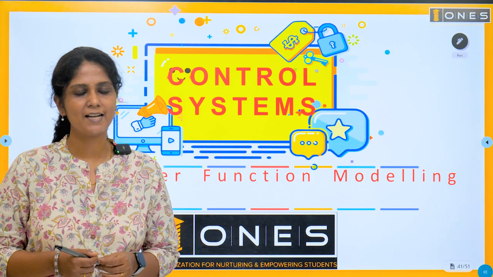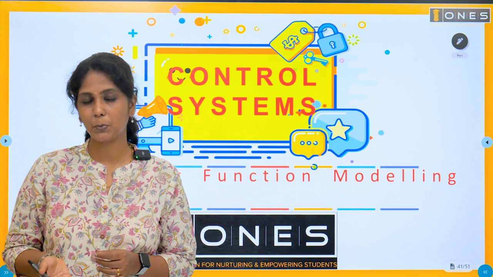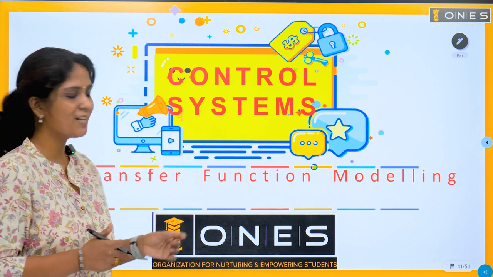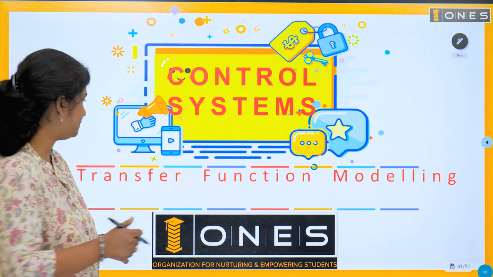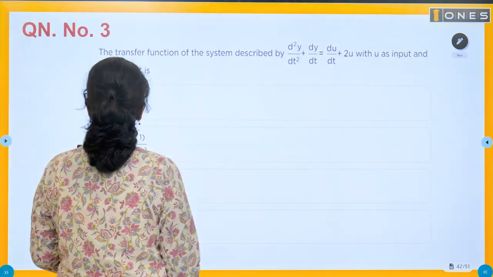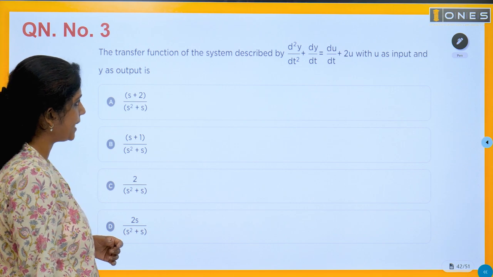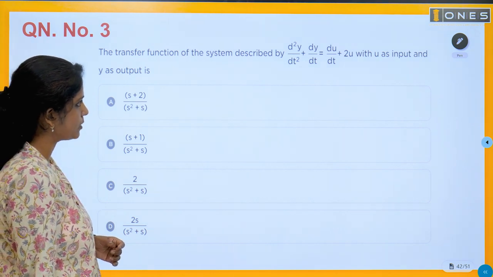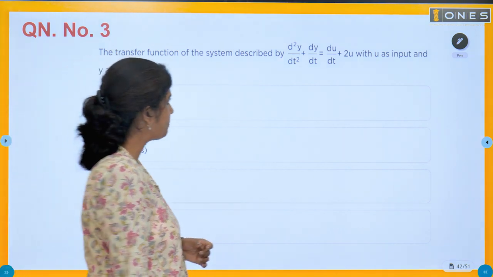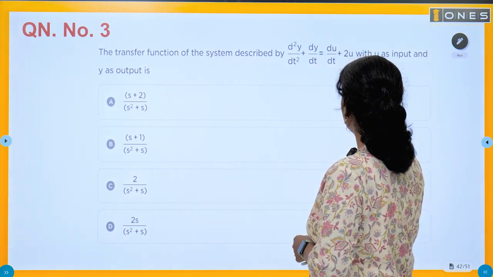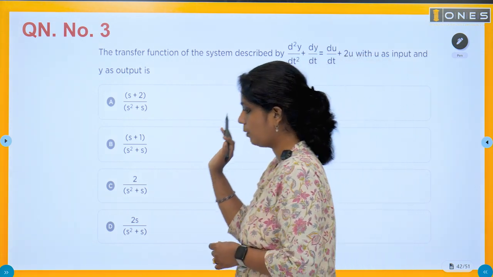All, welcome to the session. We'll continue with the previous year questions of GATE discussion from the topic transfer function modeling. Question number 3. The transfer function of the system described by d square y by dt square plus dy by dt is equal to du by dt plus 2u, with u as input and y as output, is.